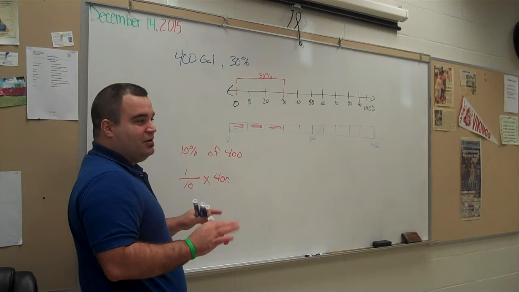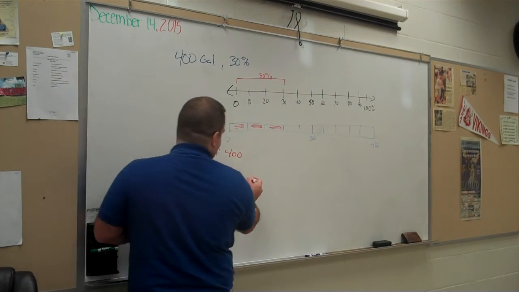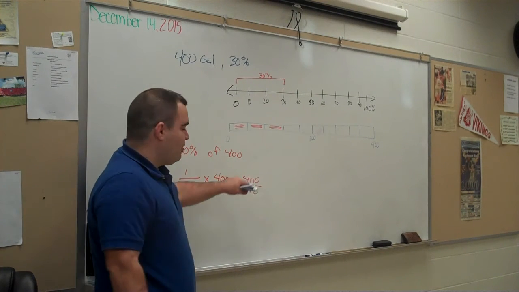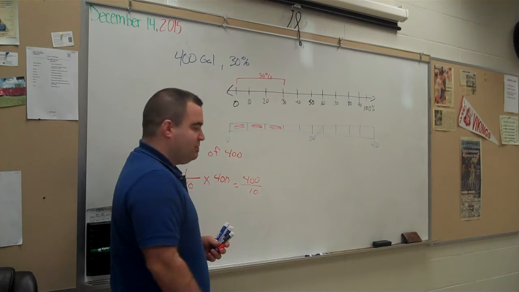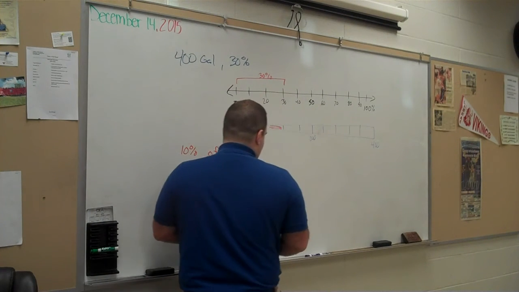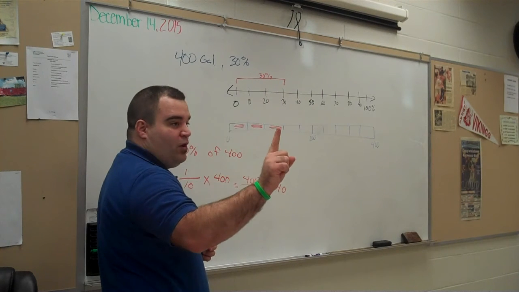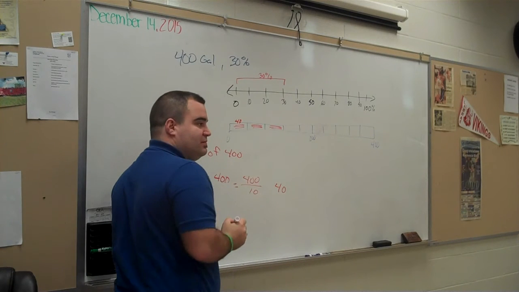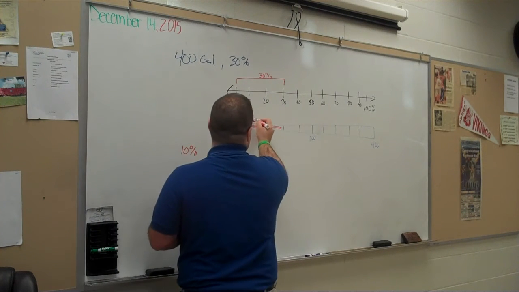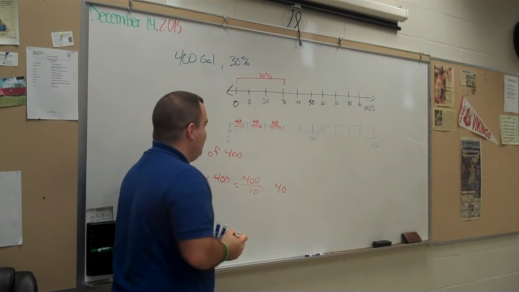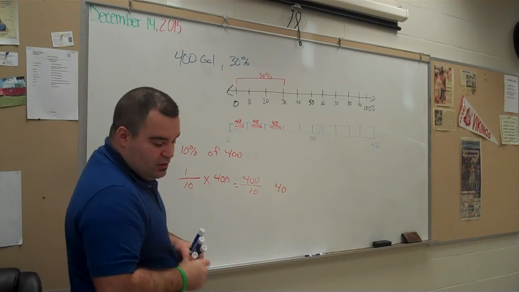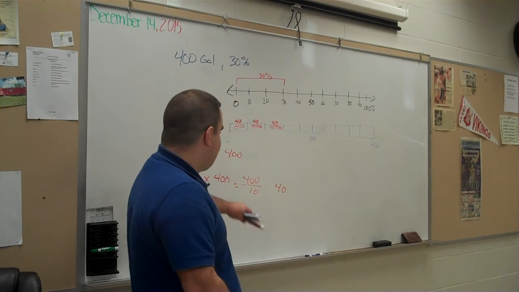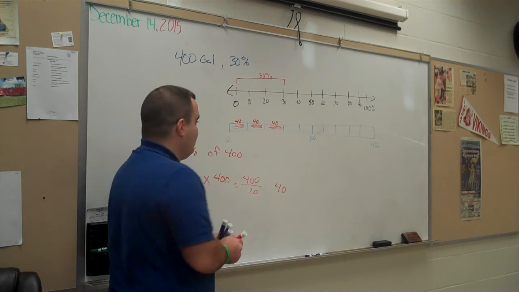Let's just take a look. 1 times 400 over 10. Then it's 400 divided by 10, which is 40. Each one of those 10% units is 40 gallons. 40, 80, 120, 160. Your book says then find the value of 30%. So we would do 3 times that 40, and you get 120.